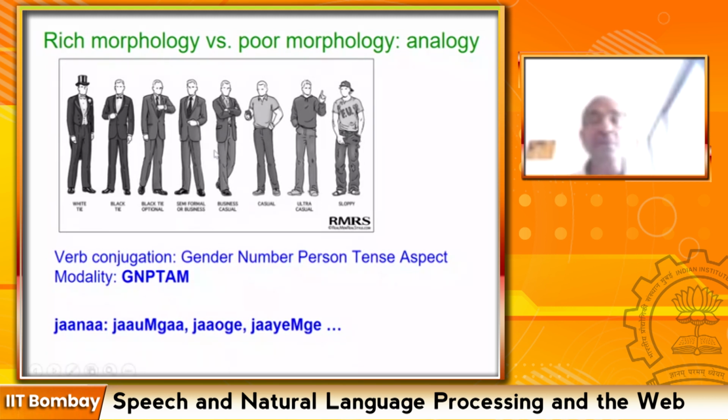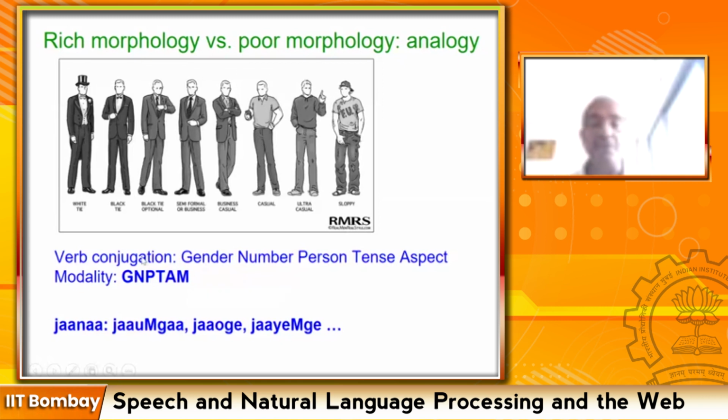So I can look upon the stem of a word as the bare word, and on that suffixes, affixes, prefixes, infixes appear. They are like clothings, and they create different word forms. So a very good example of that is the verb conjugation. Verb conjugation means transformation of a root verb into different forms.